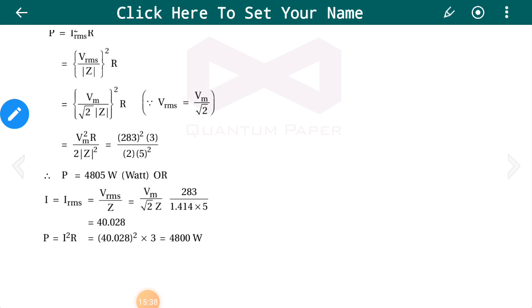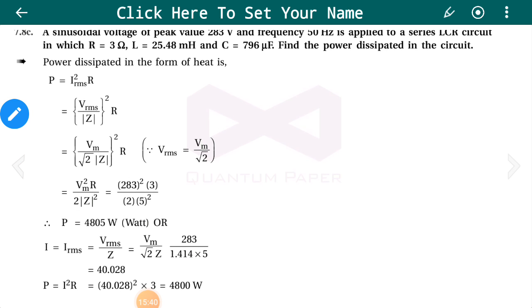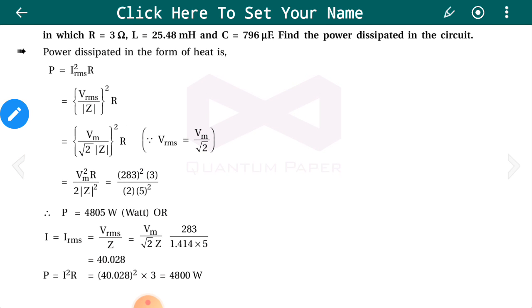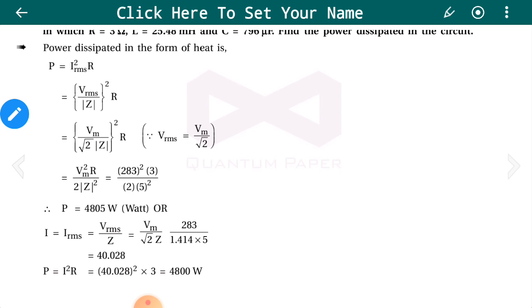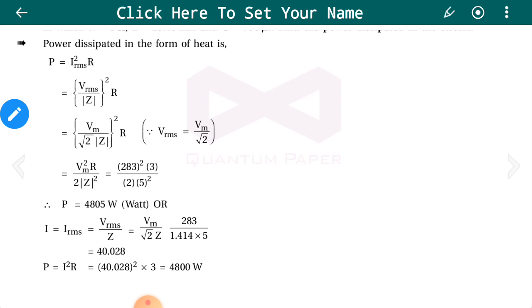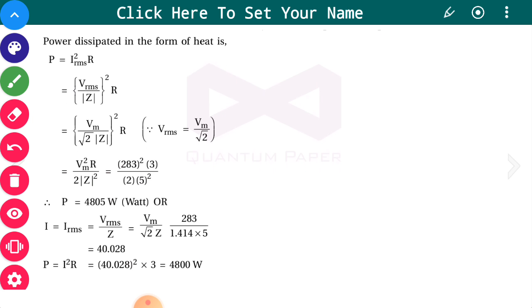So by any method you can calculate the power. You can calculate power as I RMS square into R. You can find it that way, or first calculate the current I RMS separately and then place the value. The answers are approximately the same.